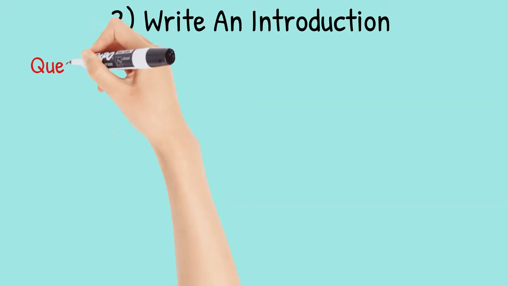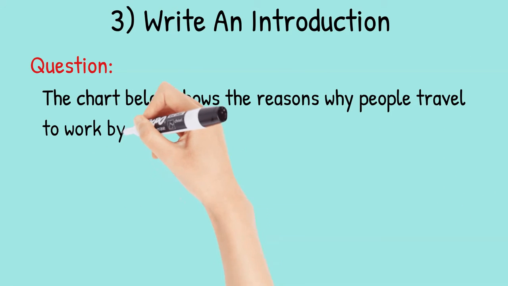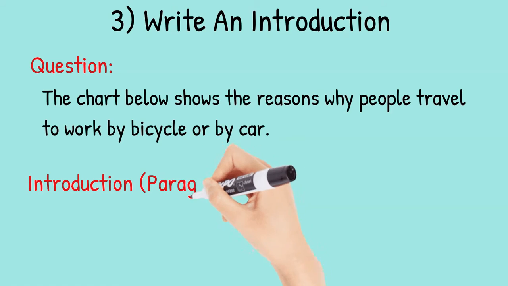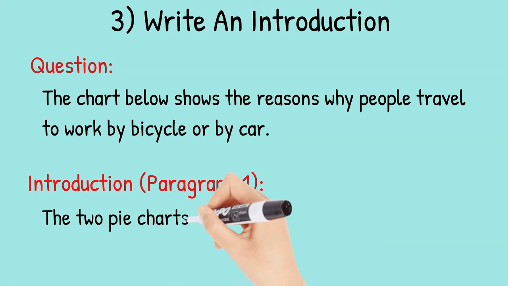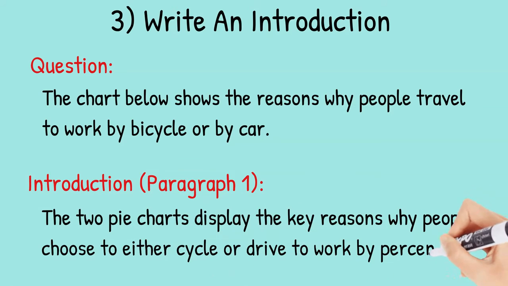For example, the question is, the chart below shows the reasons why people travel to work by bicycle or by car. You could write the introduction or paragraph 1 as, the 2 pie charts display the key reasons why people choose to either cycle or drive to work by percentage. This is all you need to do for the introduction.